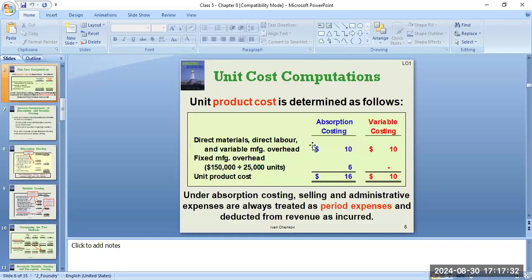So if we have to price our product, absorption costing is going to take those $6, which is 150 divided by 25, and our unit cost will be $16 under absorption. Under variable costing, our unit cost will be only and only $10. The $6 under variable costing will be treated as a period cost.